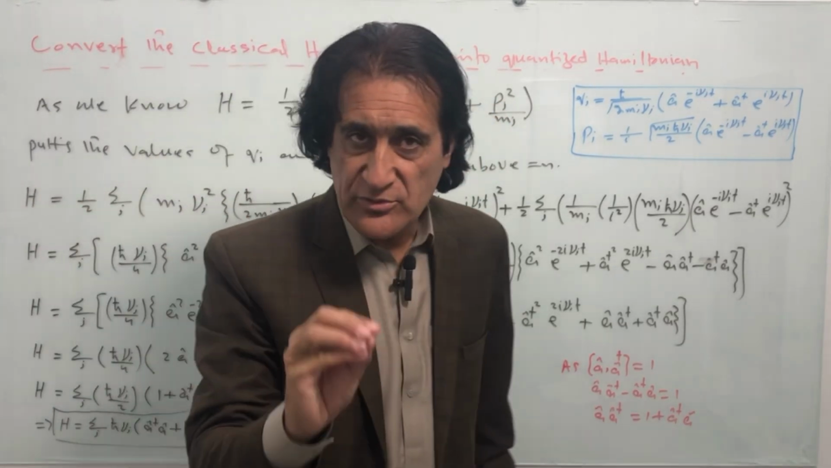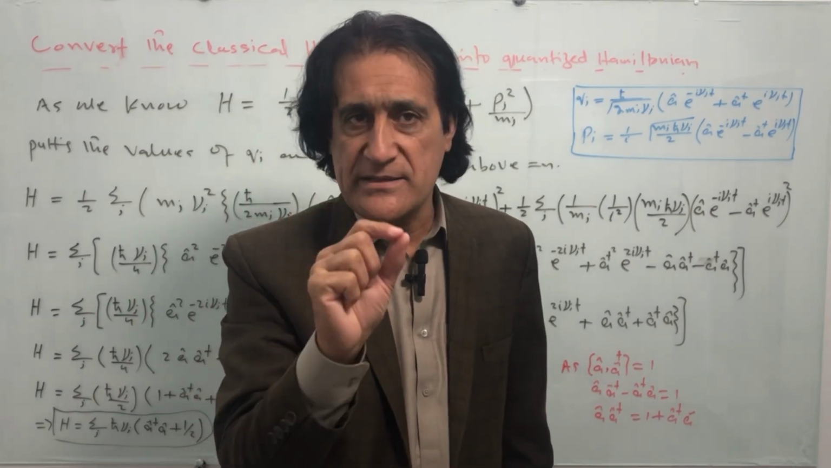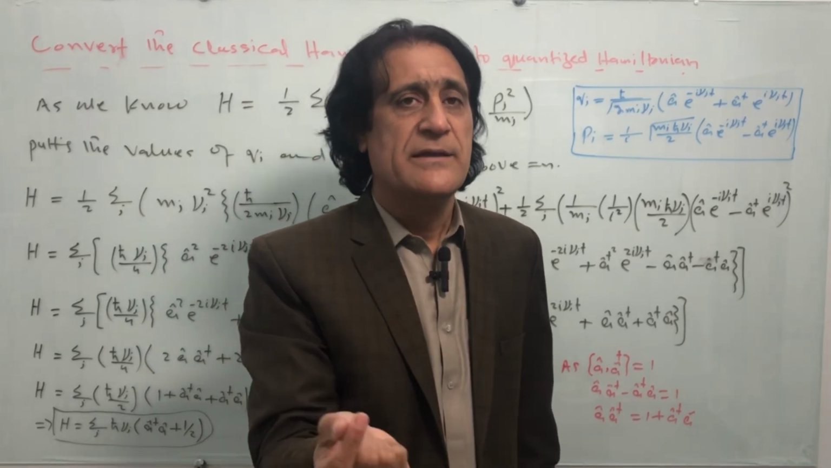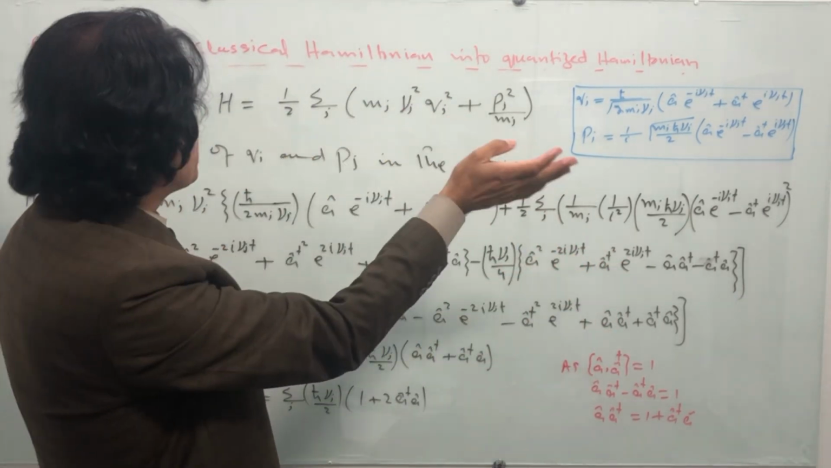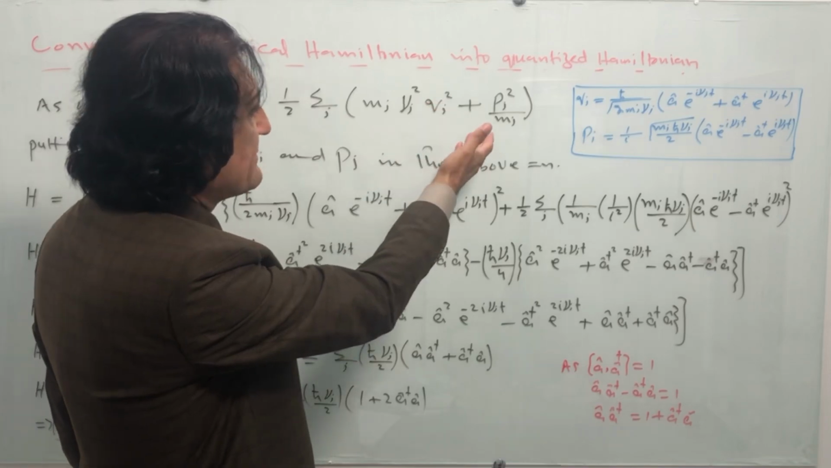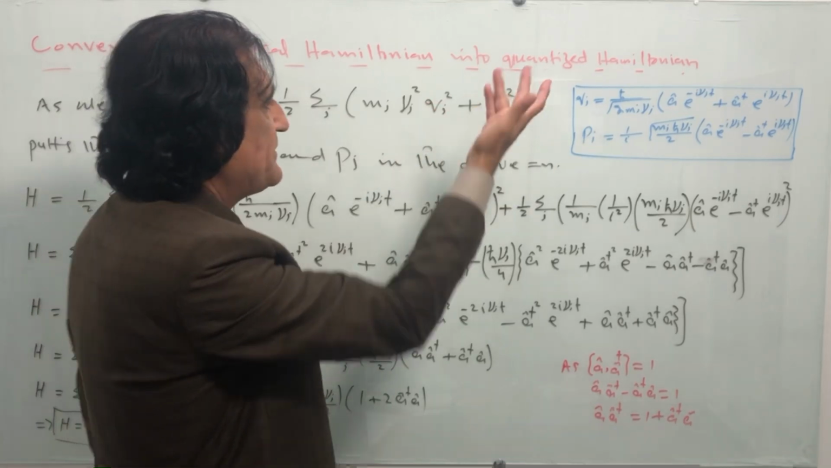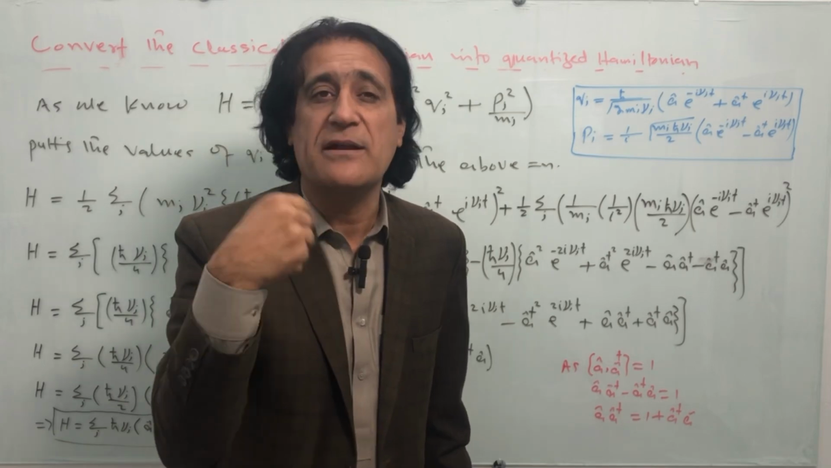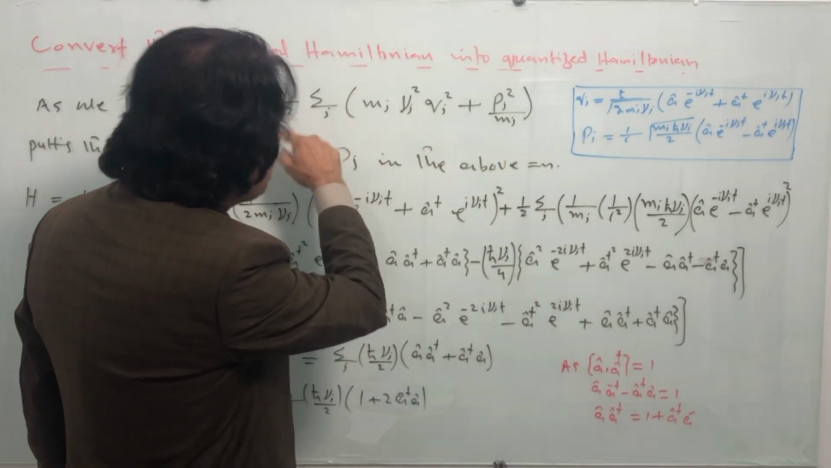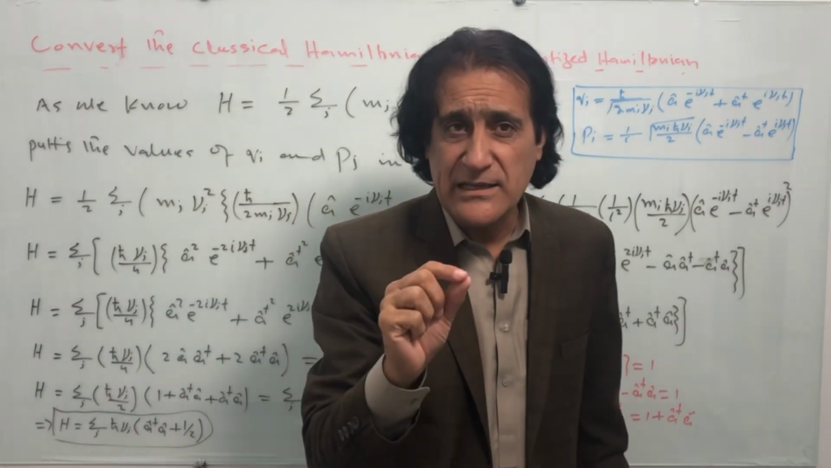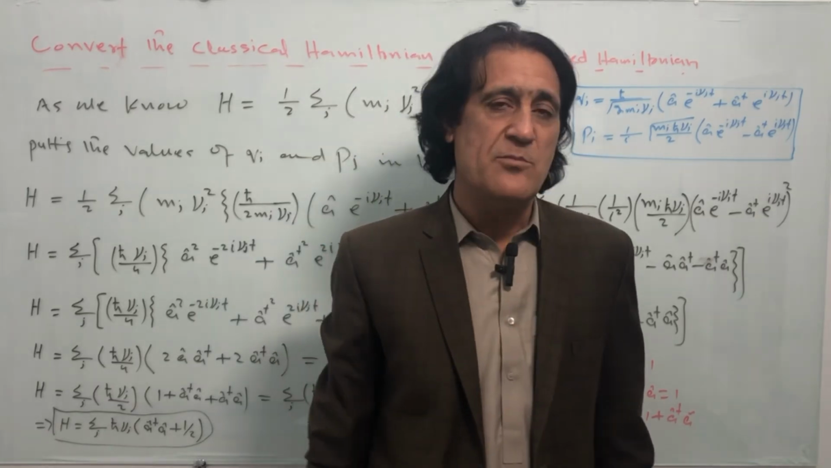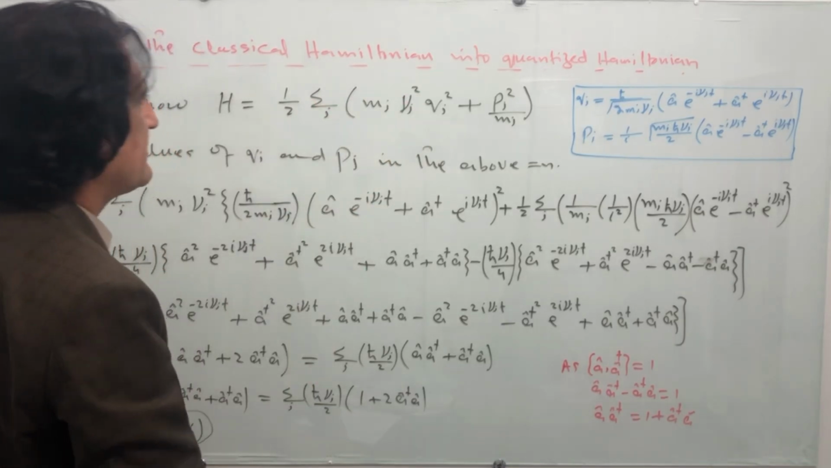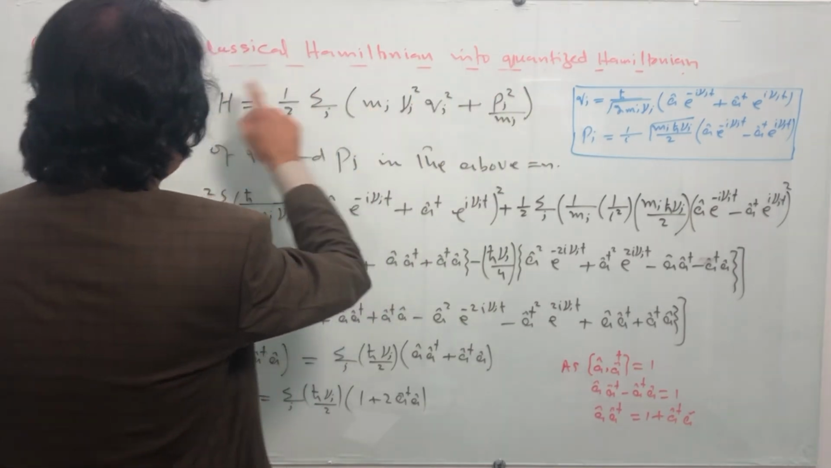This is the same Hamiltonian we can derive for a single-particle harmonic oscillator, because for a single harmonic oscillator we have only one particle. Then, ignoring the summation, replacing q by x, we get m ν² x² plus p² divided by m. This is the classical Hamiltonian for a single particle, but here we have a summation. This is the classical Hamiltonian for the radiation. There are many modes involved in a radiation, so we have to consider the summation. This is the classical Hamiltonian that we have already derived.